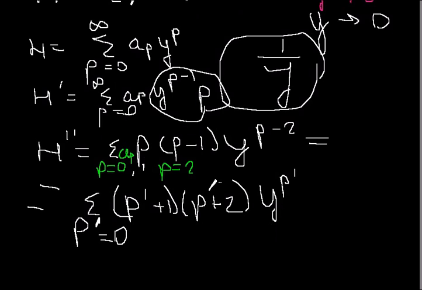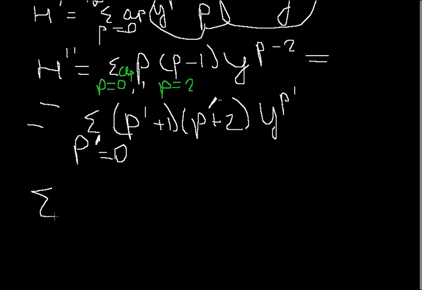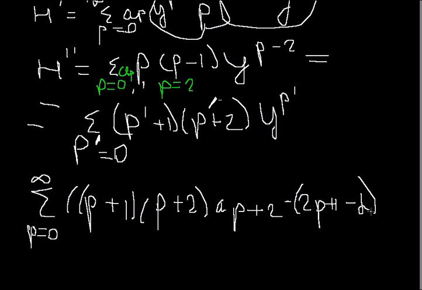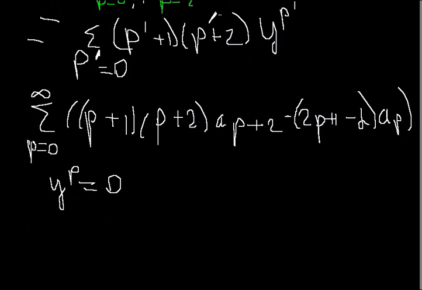And this all lets us rewrite our equation. So let us rewrite our equation in the form: sum over p from 0 to infinity, p plus 1, p plus 2, a p plus 2, minus 2 times 2p plus 1 minus alpha, a p, y with power p.